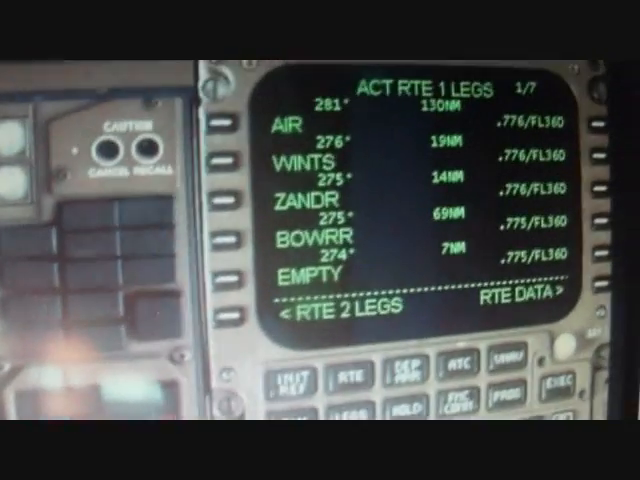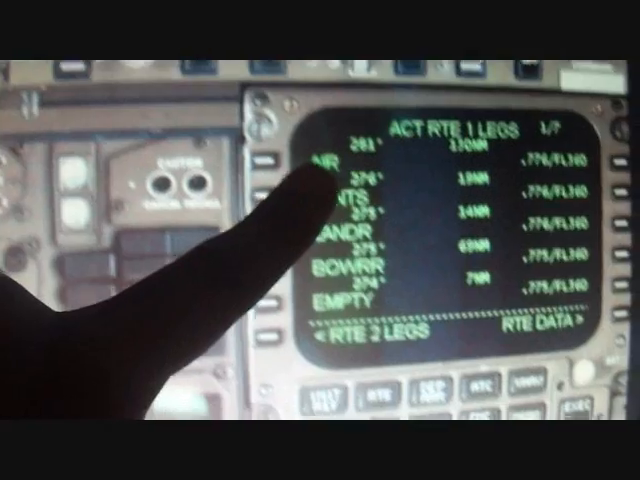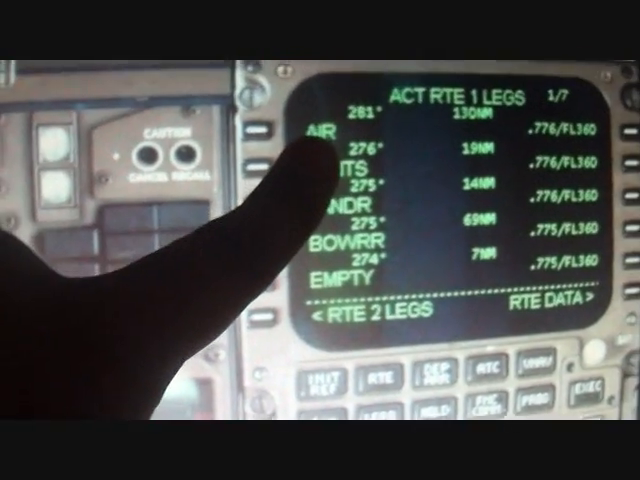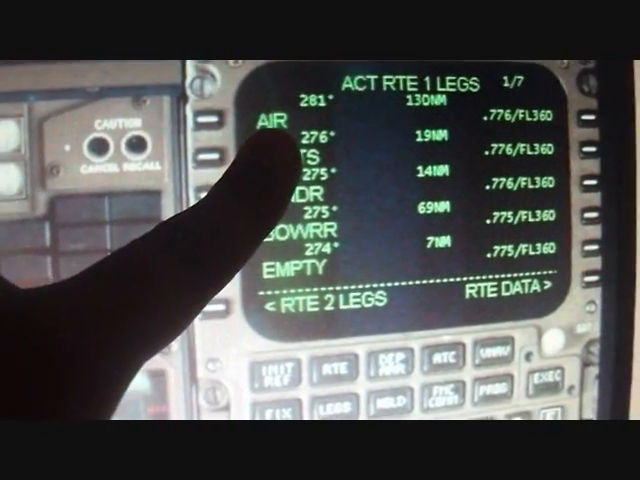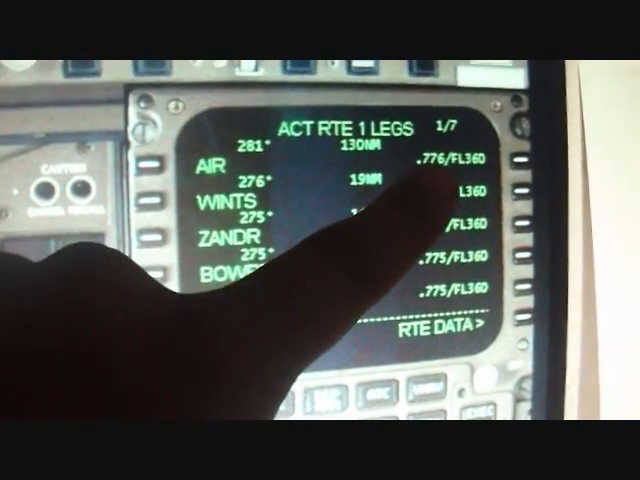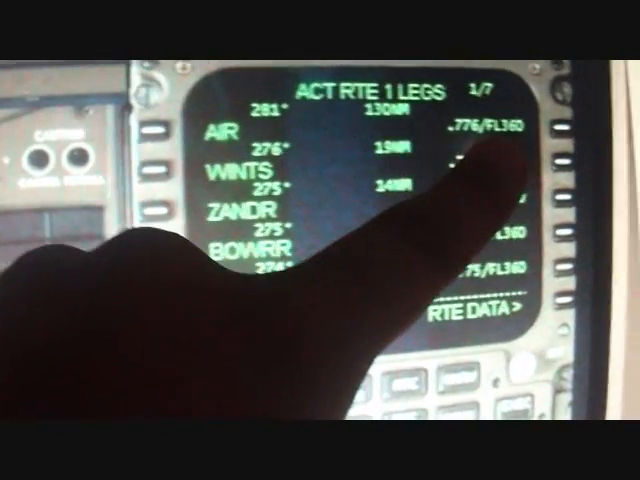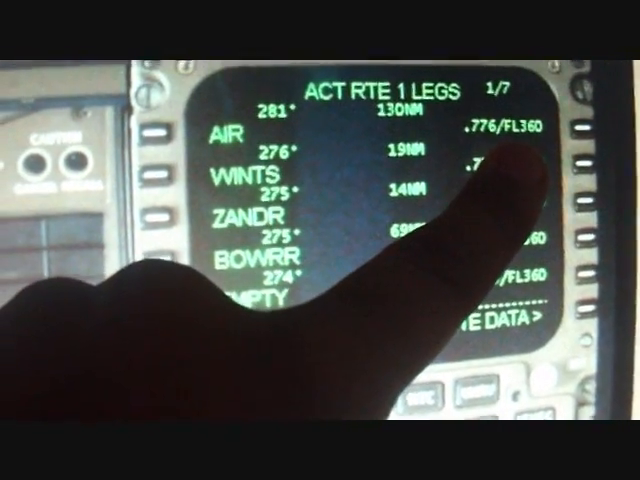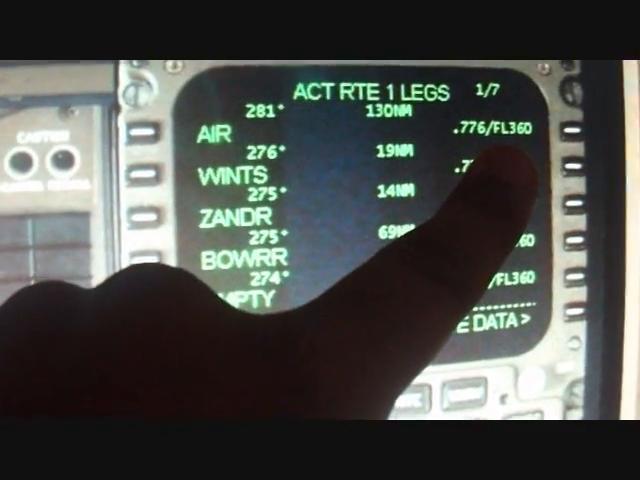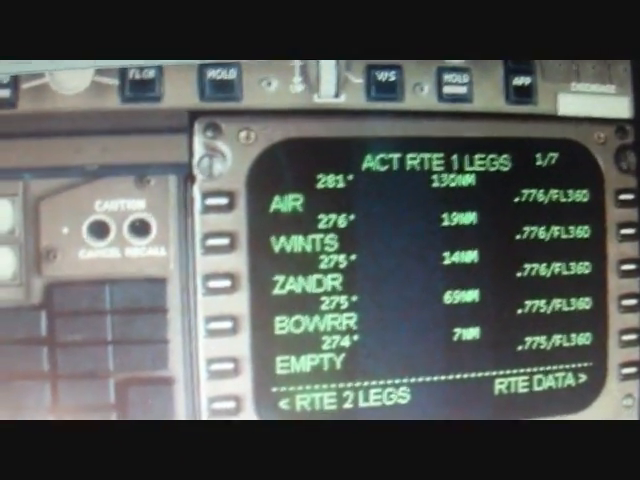Now this is an example of the legs page. The way this is read is that this is the next waypoint on the list, and we are 130 nautical miles away, and the best fuel efficient speed is 0.776 Mach, and of course the flight level that we've chosen is 36,000 feet, FL 360. Flight level 360 is also known as 36,000 feet.